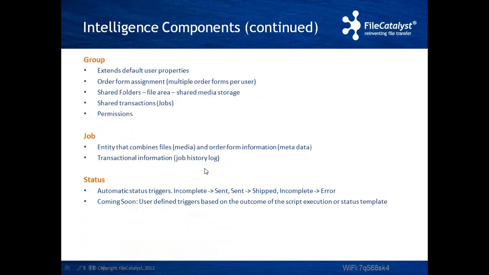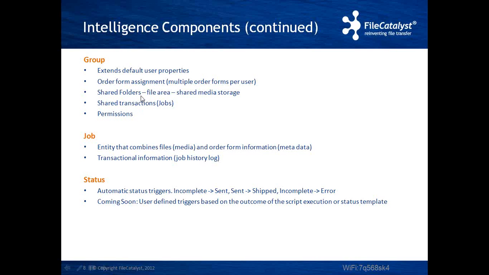You also have the intelligence components. These are, once again, for groups. If you want to assign a specific user to a specific order form, you don't do it directly with the user, but rather you have to create a group first, assign that group to an order form, and then add that user to that group. The reason we do it this way is that it's a lot easier to manage when you get into hundreds or thousands of users on your system. It becomes a lot easier to manage groups than individual users.